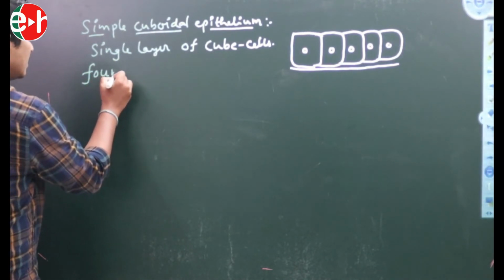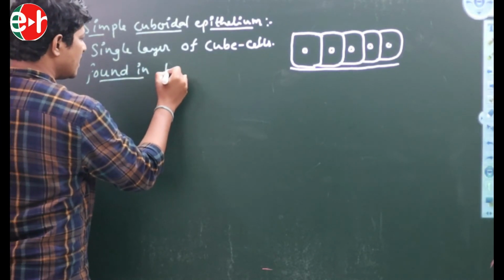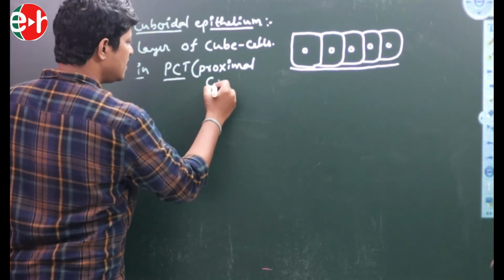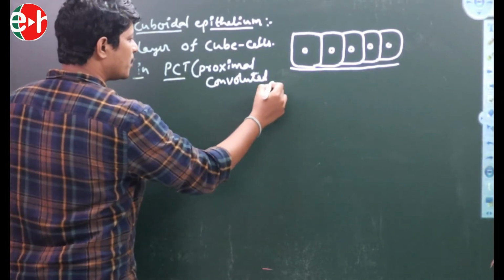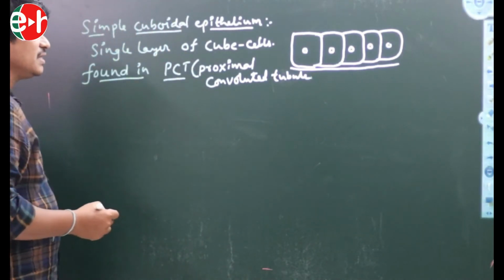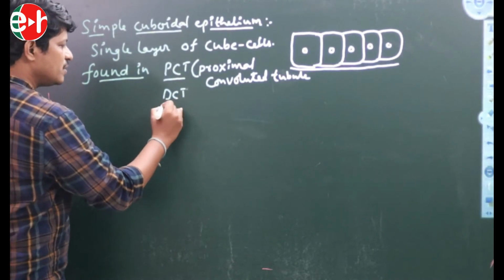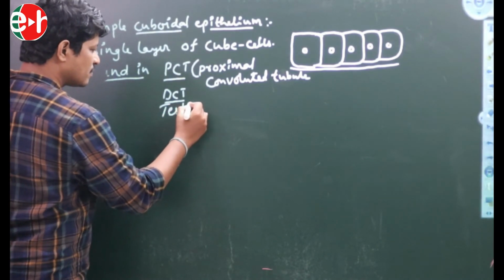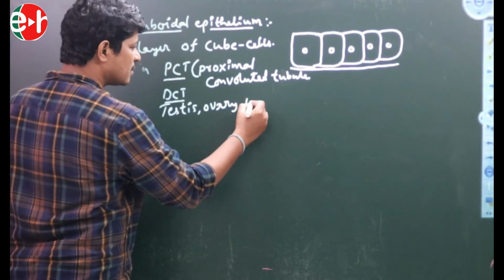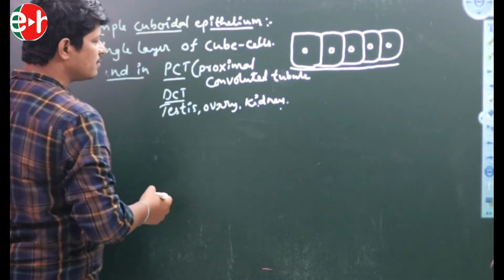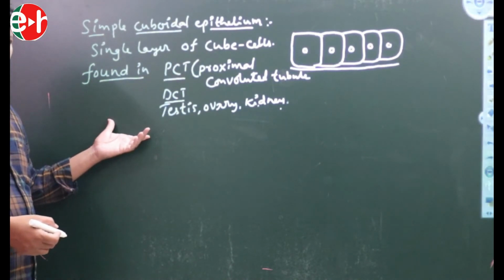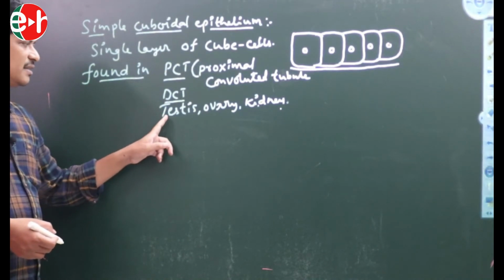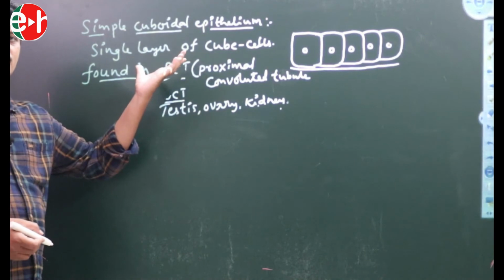This simple cuboidal epithelium is found in the PCT, the proximal convoluted tubule, and the DCT, the distal convoluted tubule, and the testis, ovary, and kidney. These are the parts where simple cuboidal epithelium is located: the proximal and distal convoluted tubules of the nephron, testis, ovary, and kidney.